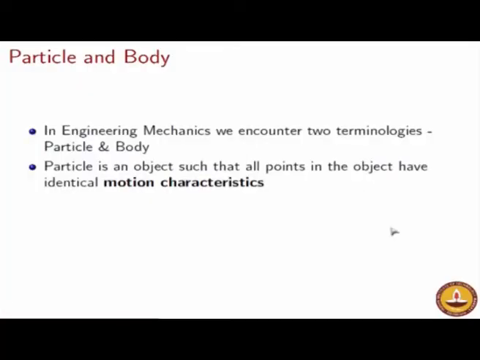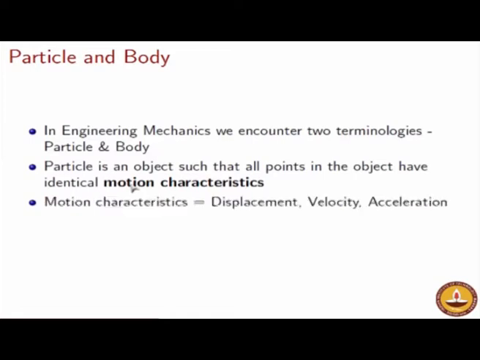Now that word motion characteristics is given in bold. What that means is that it has identical velocity at every point, it has identical acceleration at every point, it has identical displacement at every point in time. So this is a crucial distinguishing characteristic of what we call a particle in engineering. I will give you better examples downstream in my slides, but at this point I wish that you take note of this very important definition of what is a particle as opposed to what is a body. Again, these two words are referred to in the very engineering context of their usage.